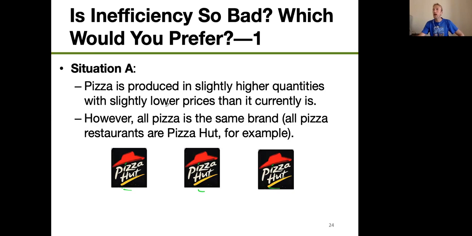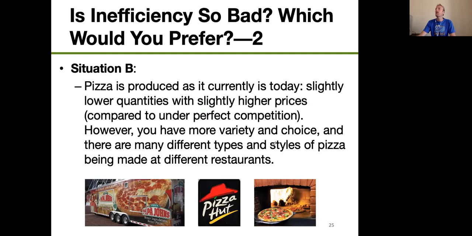Well, we know that the prices are going to be slightly lower because we've turned it into perfect competition, and we know that the quantities are slightly higher, right? And so as a socially benevolent dictator, we might think, hey, that's excellent. We're moving towards efficiency, and that is correct. But what's the con, or what's the downside? Well, all pizzas are exactly the same. There's only Pizza Hut pizza. Maybe I want something slightly different, okay? So that's scenario one, and let's look at the other scenario.